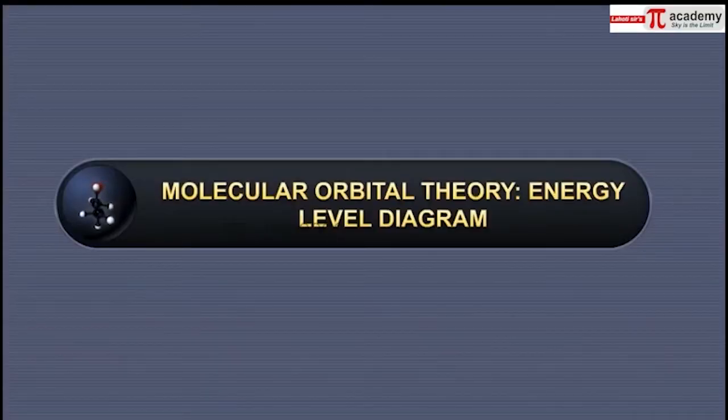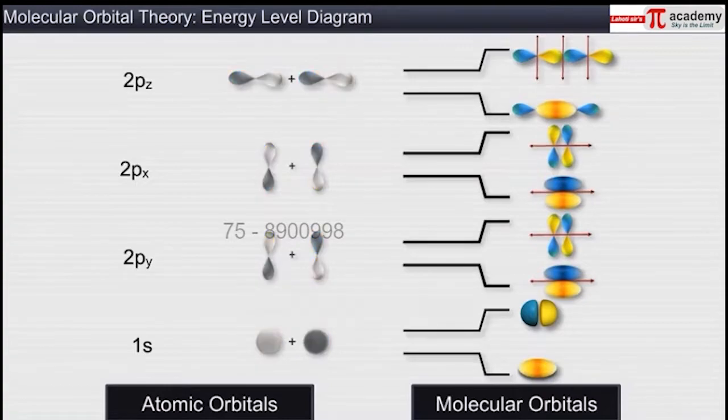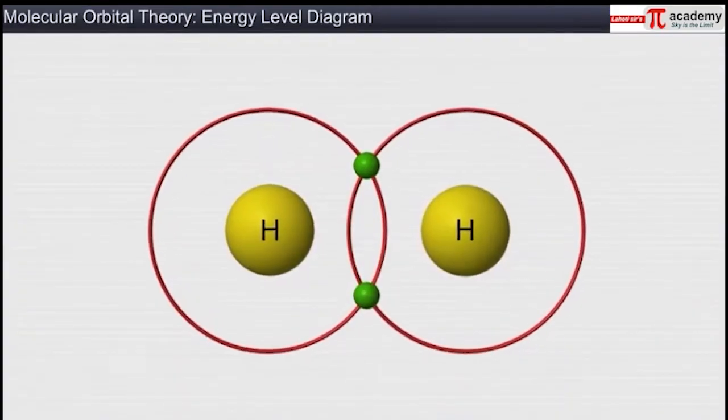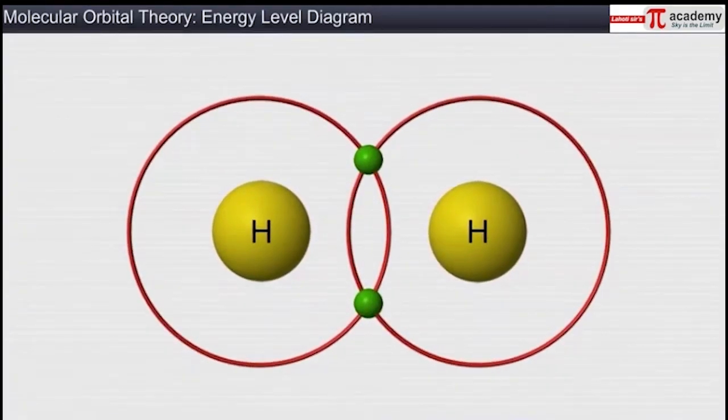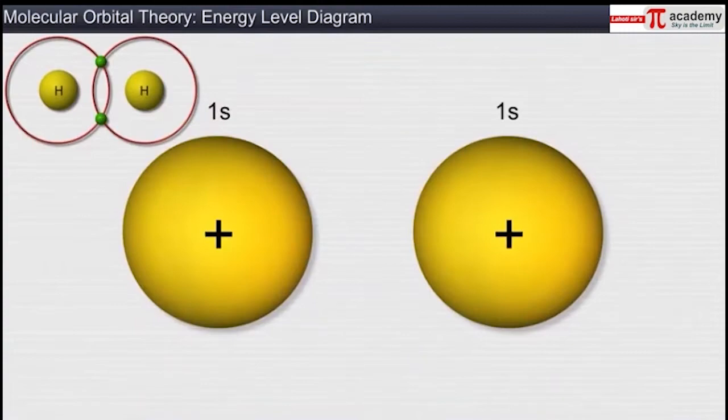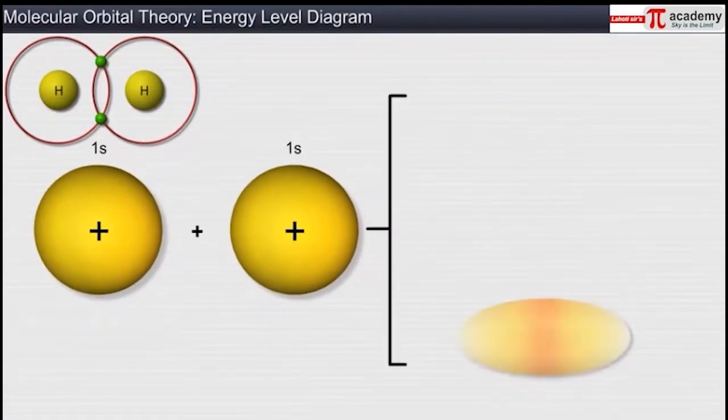In this module, you will learn more about the molecular orbital theory. As we have learned, molecular orbitals are obtained by combining the atomic orbitals of the atoms in a molecule. For example, in the hydrogen molecule, each atom has one electron in its 1s orbitals. These two 1s orbitals come together to form two molecular orbitals.